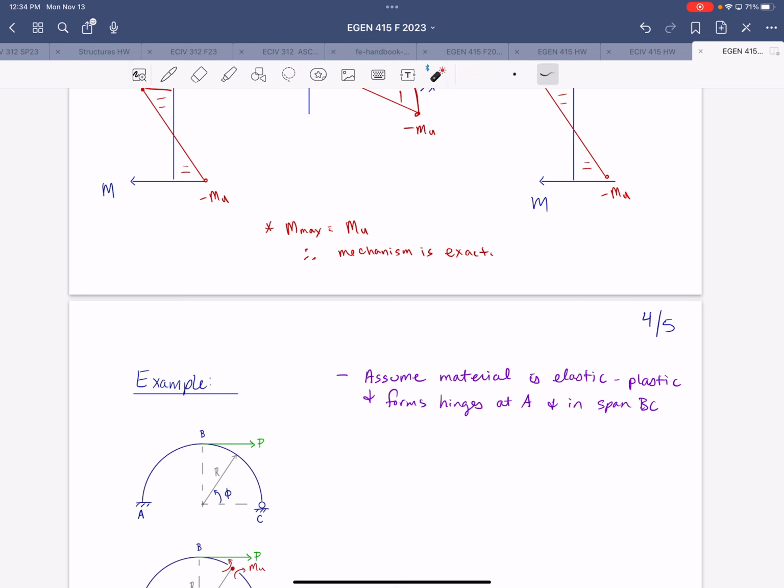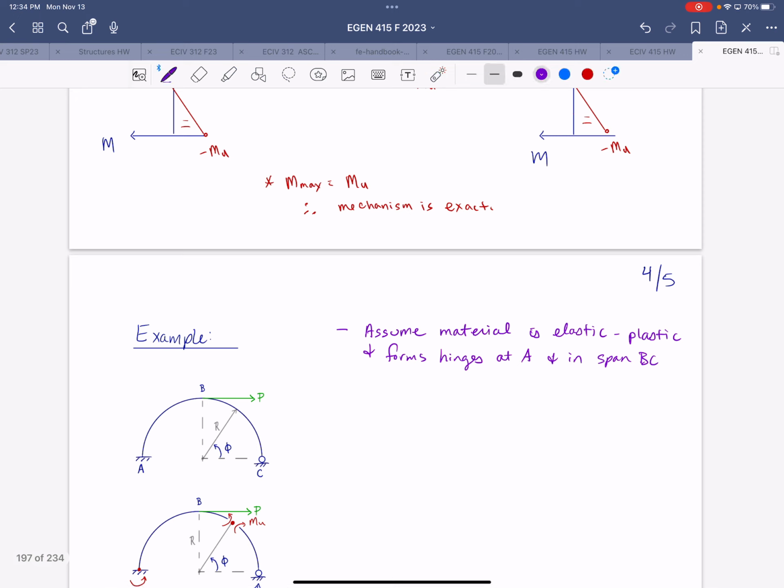The other possible collapse mechanism would be a hinge forms at A and a hinge forms somewhere in span AB. So based on this, our assumed collapse mechanism, based on the configuration and loading, we would assume that we have Mu at A. And we know we're going to have a vertical reaction, we'll call that Cy, at the roller support at C.